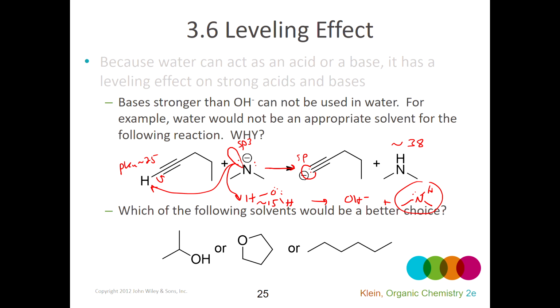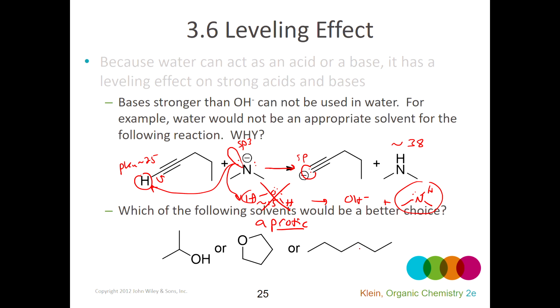I need this nitrogen's lone pair to pick off this proton, not the proton from water. So I can't put water in. I'd have to put something in that's called aprotic. Something that's not protic. Something that has such a high pKa value that it's so stable it won't donate any protons. That way, the lone pair I want to pick off this proton will pick off the right one.